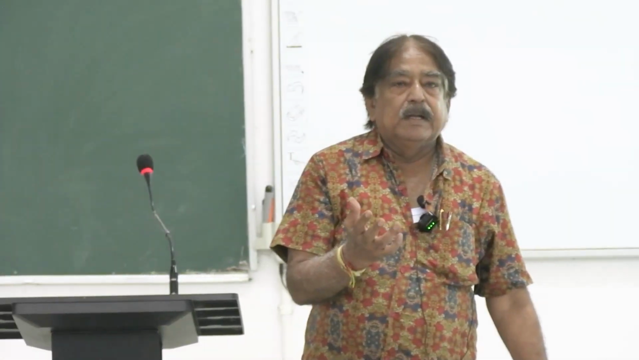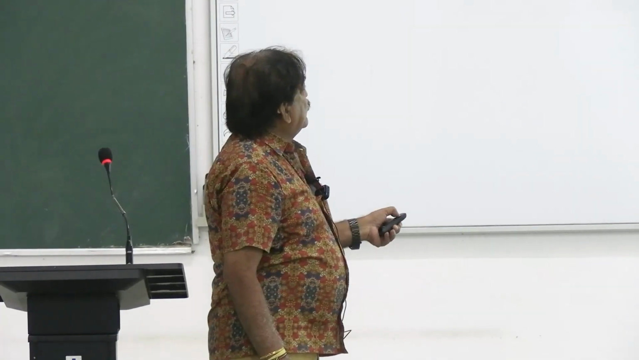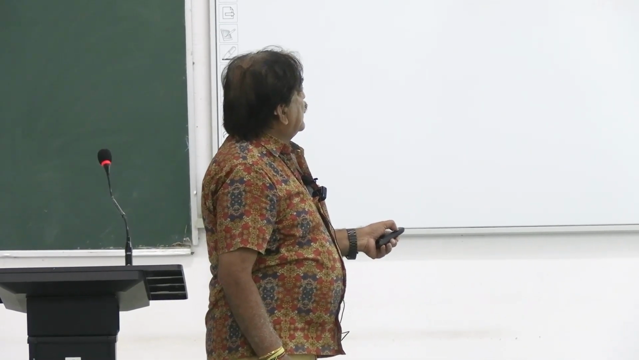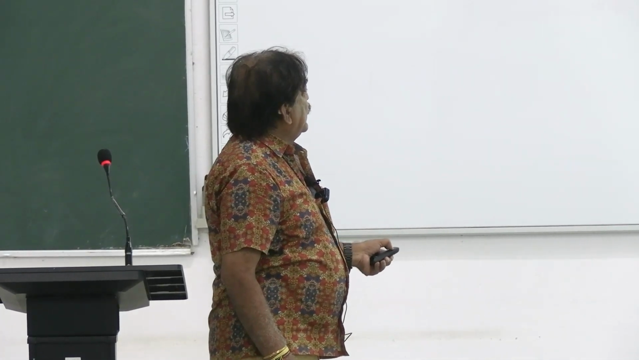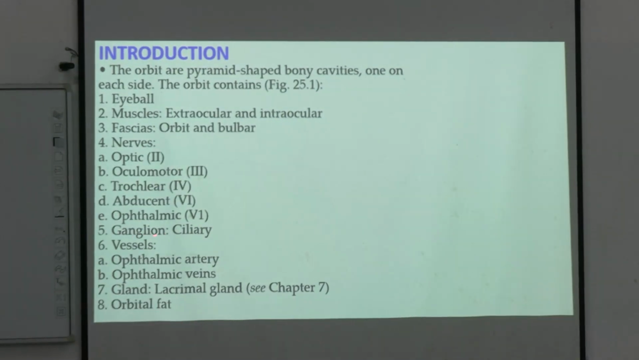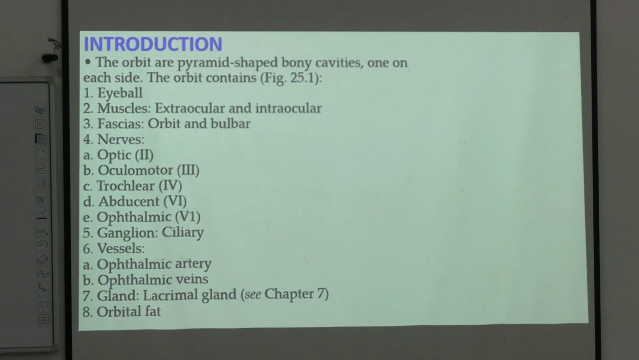When you take the skull in your hand, you just see the orbits, pyramid-shaped bony cavities, one on each side. The orbit contains the eyeball, muscles (extraocular, intraocular), fascias (orbital fascia, fascia bulbi), nerves (optic, second nerve; oculomotor, third nerve; trochlear, fourth; abducens, sixth), ciliary ganglion, vessels (ophthalmic artery, ophthalmic veins), lacrimal gland, and orbital fat.